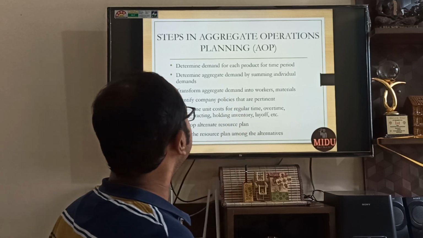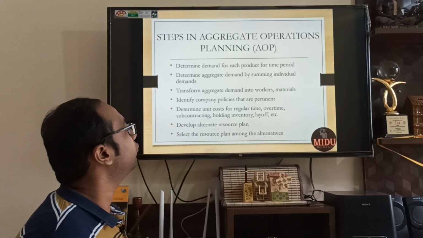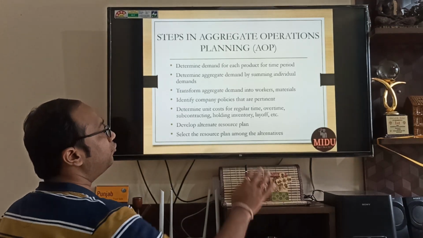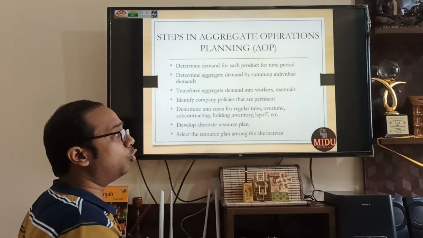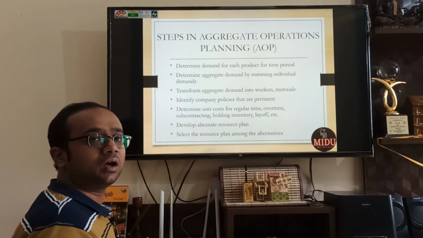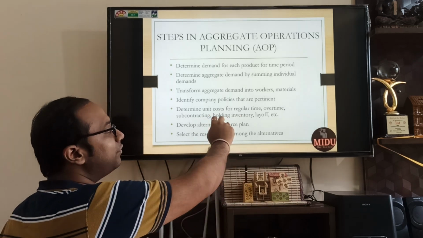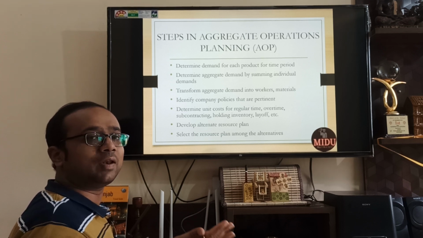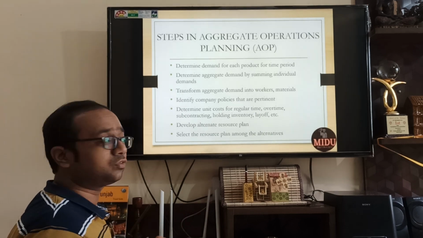Then you identify the company policies that are pertinent, which are existing. You determine the unit cost for regular time, overtime, subcontracting, holding inventory, layoff, etc. That if you are working on regular time, what will be the cost? If you have to provide OT, which is overtime, to the workers, what will be the cost? If you have to subcontract, which means some part of the project you are outsourcing. If you are holding inventory, very important. Many times companies keep on producing, and if things are not selling, you will end up holding inventory, right? If you are laying off, that also will have cost.